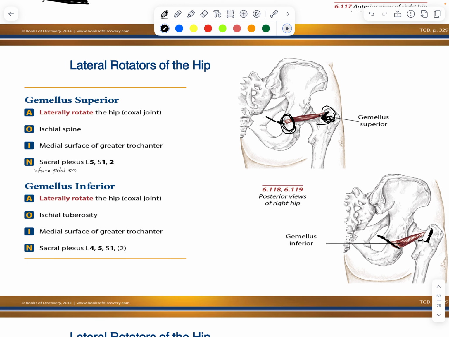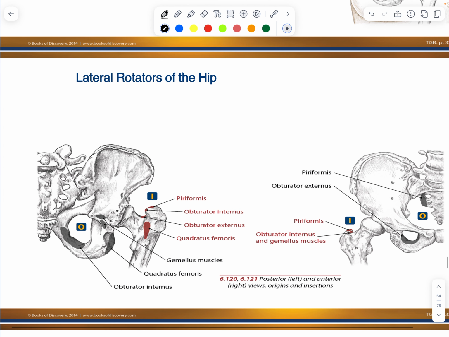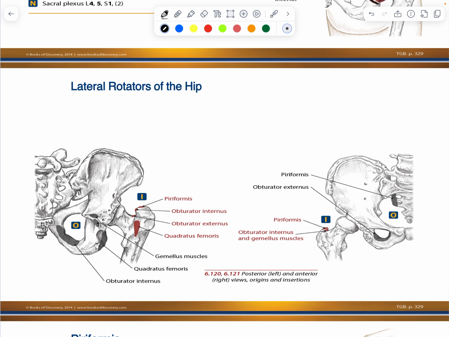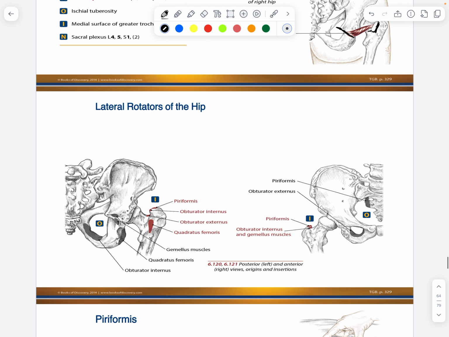So far, they've all been sacral plexus, except obturator externus. This one is not sacral plexus. It's innervated by the obturator nerve, okay? All right. Here is another diagram or visualization of the origins and insertions, which can be helpful. All right, and that's all for today. Thanks.